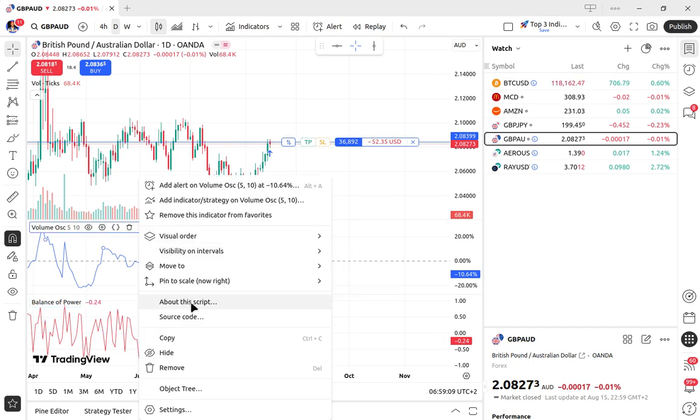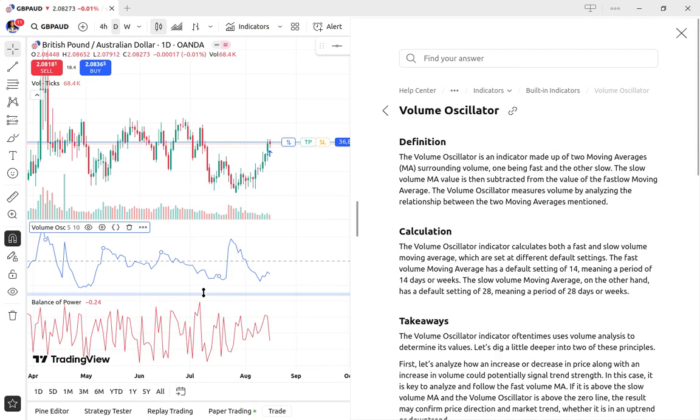Let's look at the volume oscillator. The volume oscillator is an indicator made up of two moving averages surrounding volume, one being fast and the other slow. The slow volume moving average value is then subtracted from the value of the fast moving average. The volume oscillator measures volume by analyzing the relationship between the two moving averages mentioned. So it calculates both a fast and slow volume moving average, which are set at different default settings. The fast volume moving average has a default setting of 14, meaning a period of 14 days or weeks. The slow moving average, on the other hand, has a default setting of 28, meaning a period of 28 days or weeks.